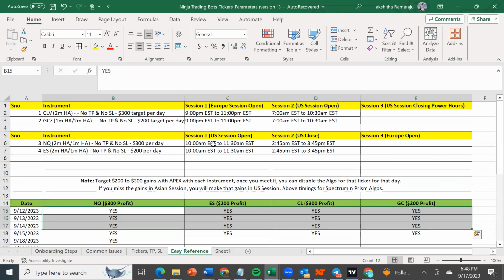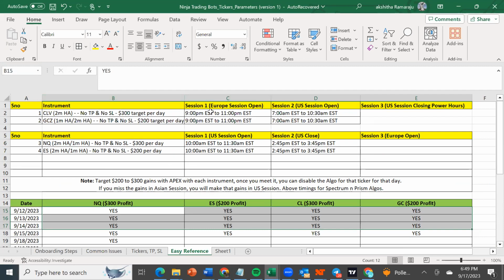If it is 10 a.m. EST, whenever a new alert comes, it will check what the time is now. Is it 10 a.m. to 11:30, or is it 2:45 to 3:45? Then it will take an order in your account. If that is not the case, then it will not take an order.